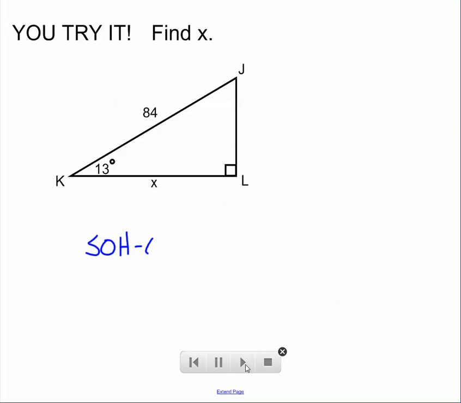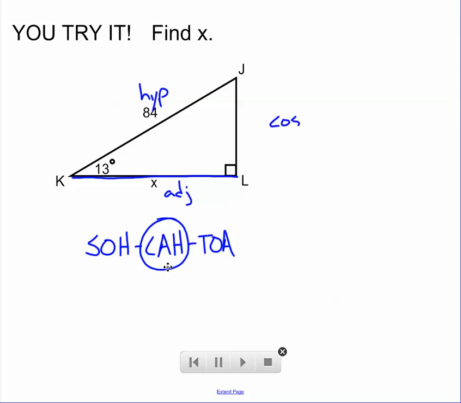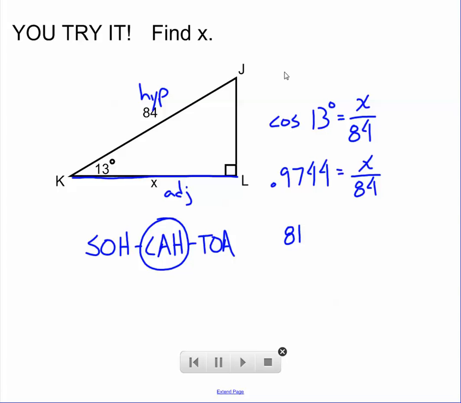Always starting off with our three ratios. Doesn't take very long to just scribble these down. We are looking for the side adjacent to this 13-degree angle, and we're given the hypotenuse of this triangle because it's across from the right angle. Cosine is the ratio that uses adjacent and hypotenuse. So we'll write this equation. Cosine of a 13-degree angle equals the adjacent x over the hypotenuse 84. Cosine of a 13-degree angle using our table is 0.9744. And then you just multiply both sides of this equation by 84. And you get that it's about 81.8.